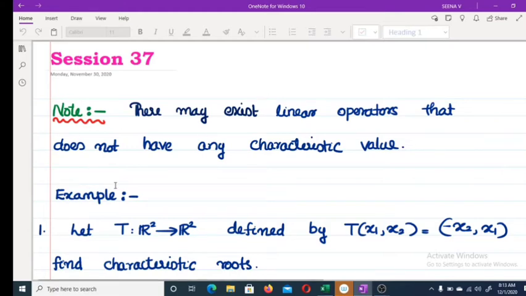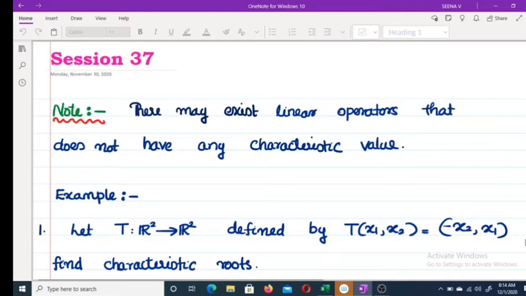Today we are going to discuss some examples. Before that, there is a note. There may exist a linear operator that does not have any characteristic value. Therefore, this result says that you may find a linear operator that does not have a characteristic value. That means there does not exist an alpha not equal to 0 such that T alpha equals C alpha for any C belongs to F.